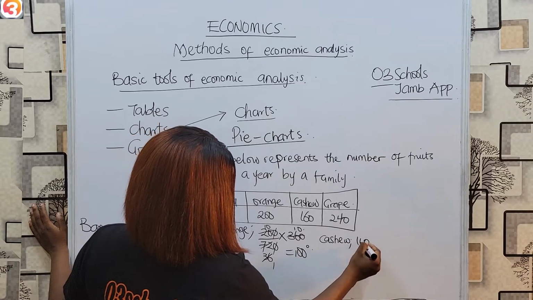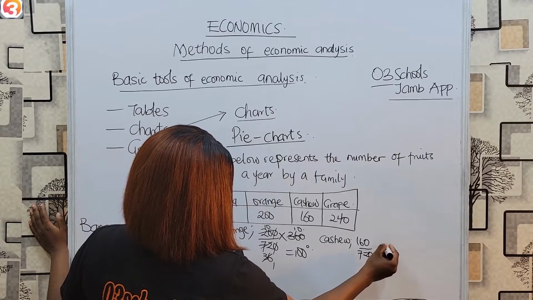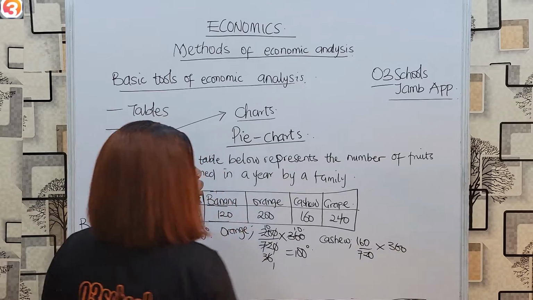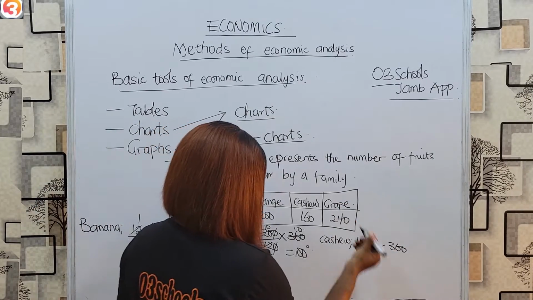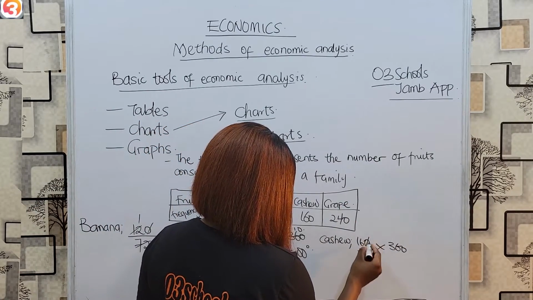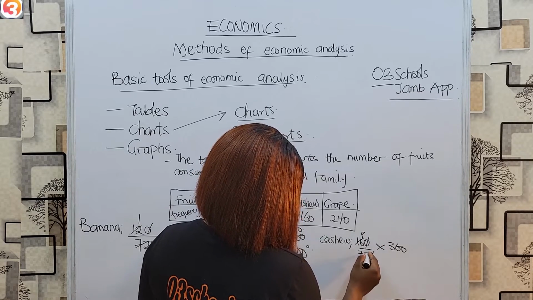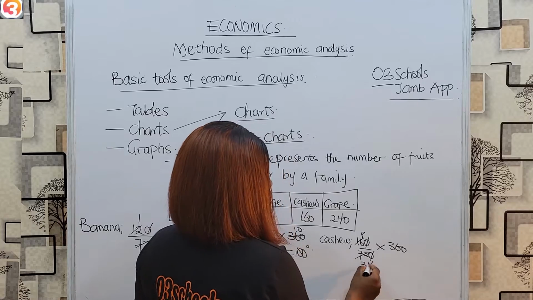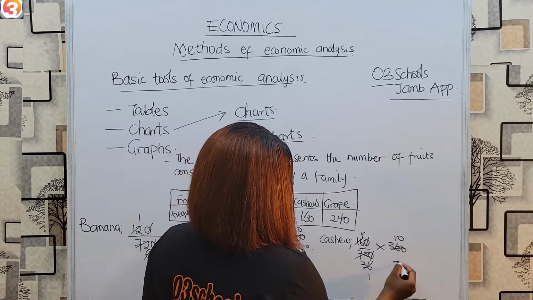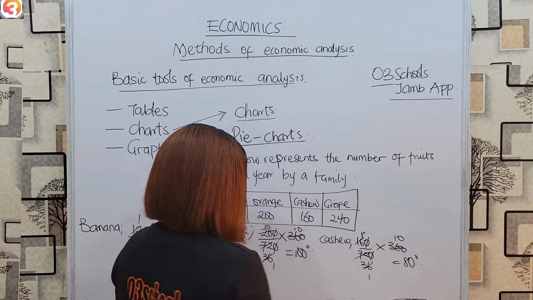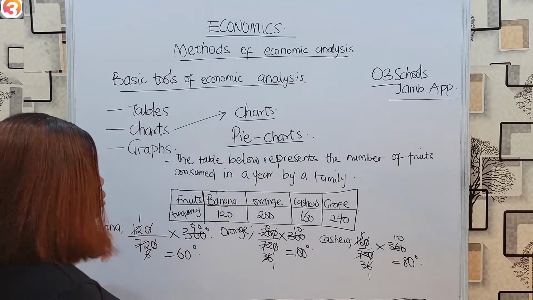And let's look at cashew, which is what? 160 over 720 multiplied by 360. You can use a calculator if you have one, or I will be doing mine from here. So this is 8, this is 36, 36 here, this is 10, so this is what? 80 degrees.